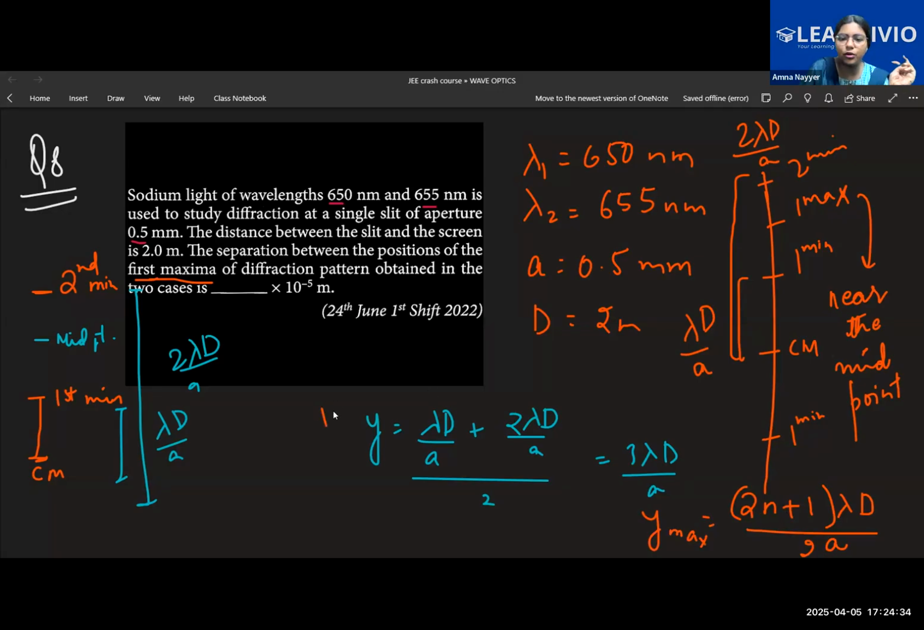I just told you this in case you don't have any information about any maxima or minima. Like it clearly mentioned the first maxima, so we could have used this formula. You use it, you will again get 3 lambda D by 2 from the formula directly.